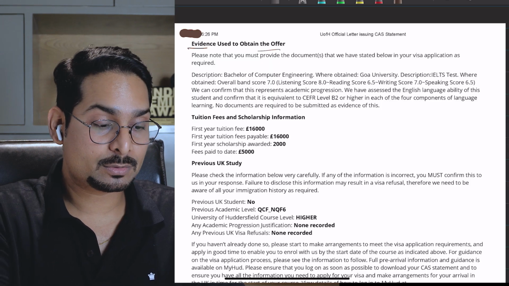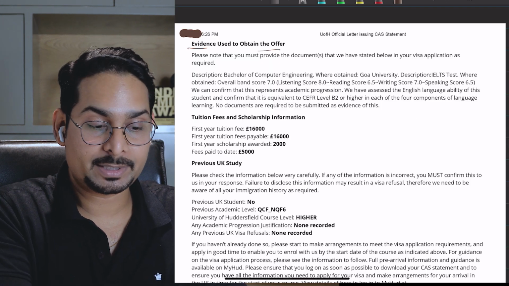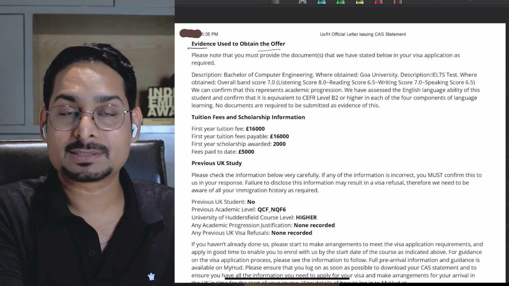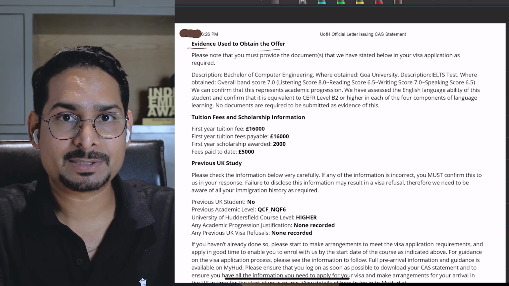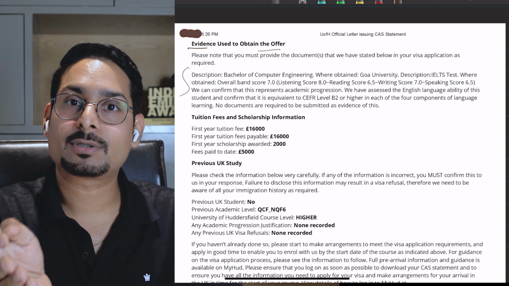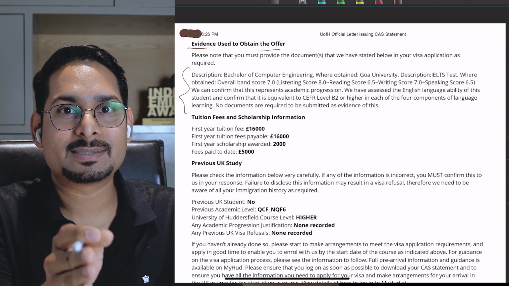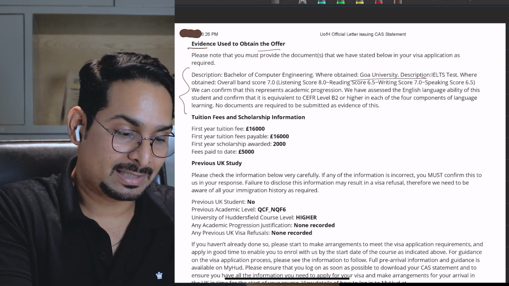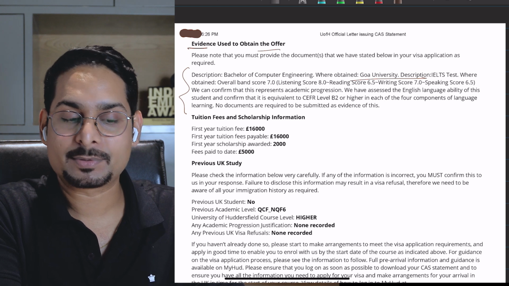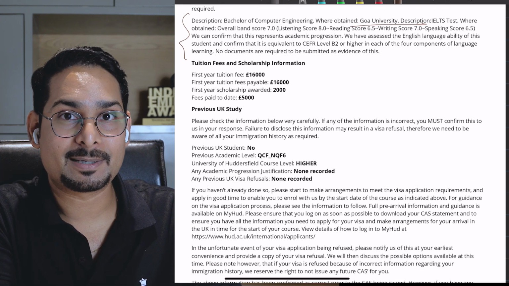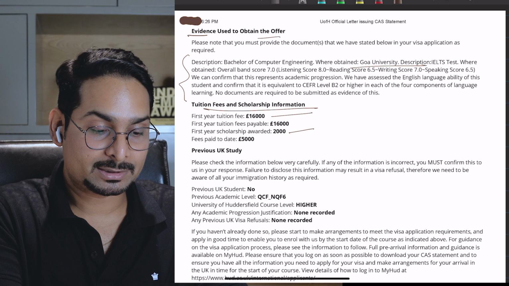CAS statement will also have evidence used to obtain your offer letter. That means while applying to the university for your admission, what are the documents you have submitted to clear the admission requirement? So it will have all the description of it, and you need to submit the same documents at the time of visa application. The tuition fee and scholarship information.